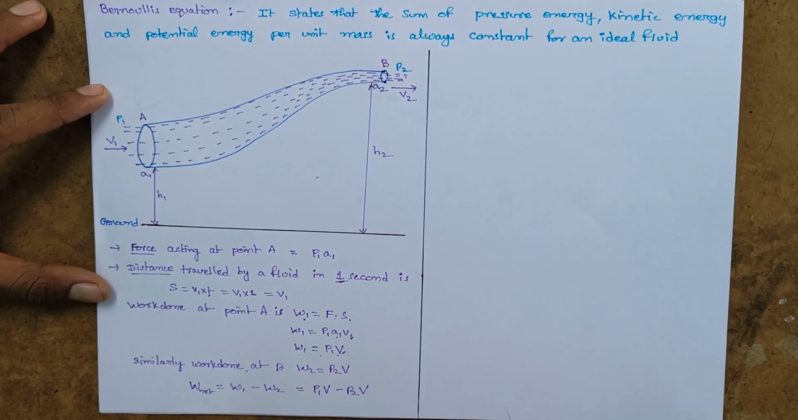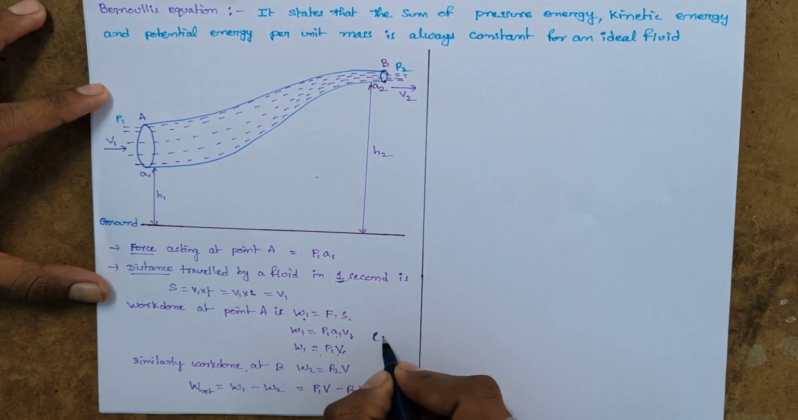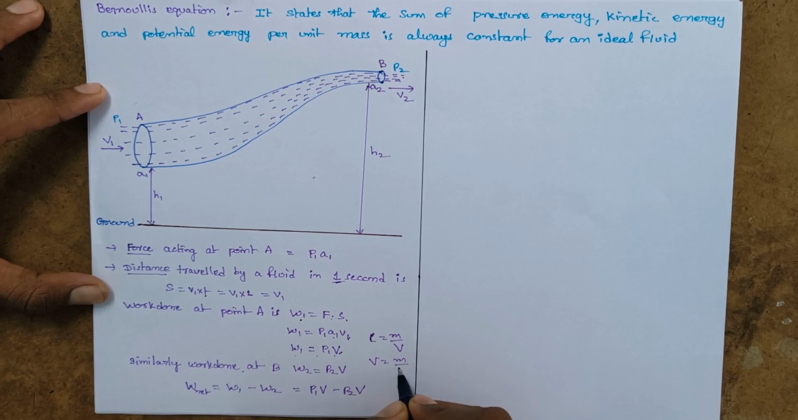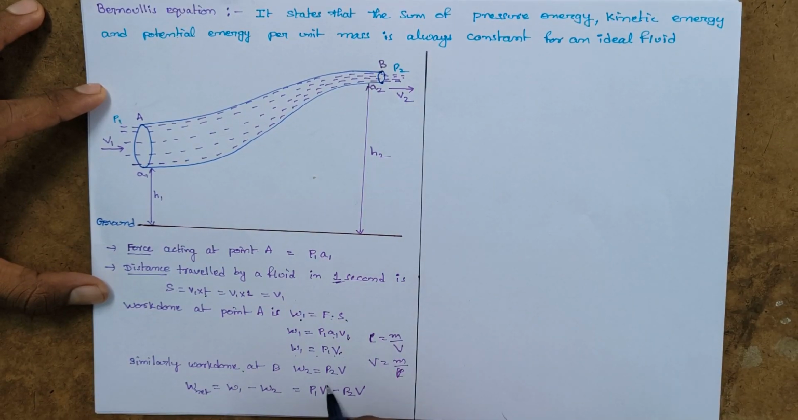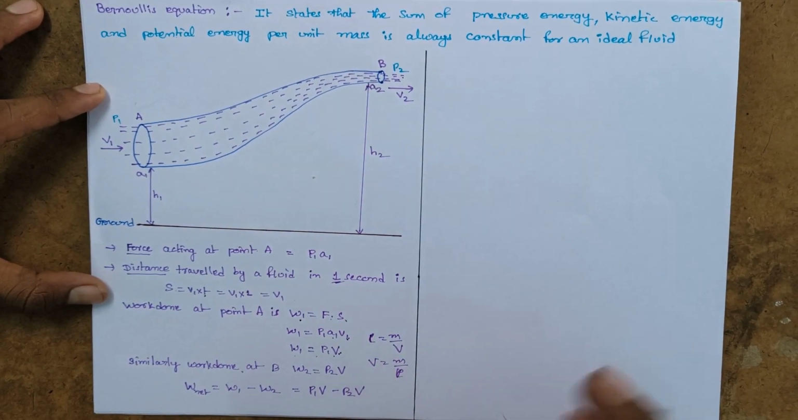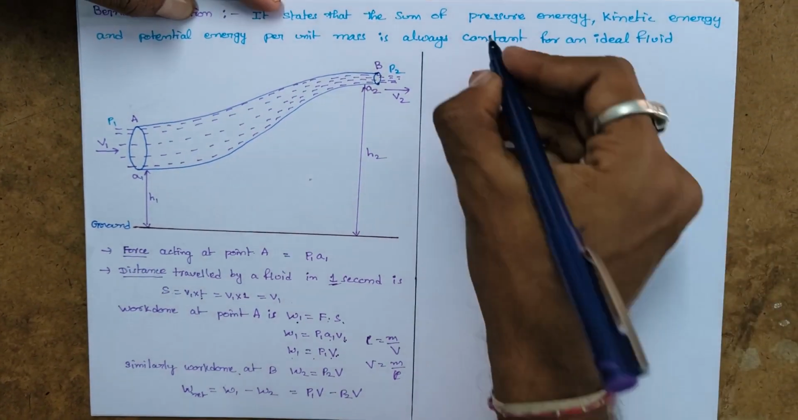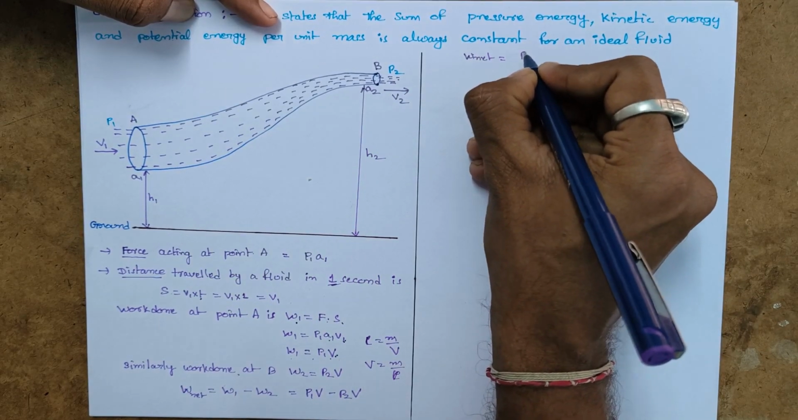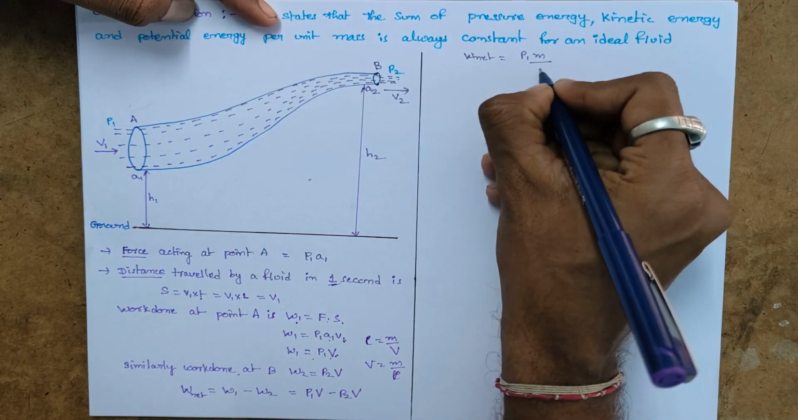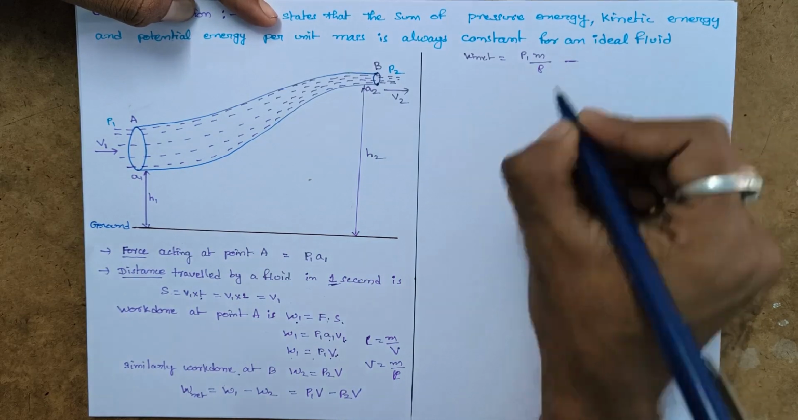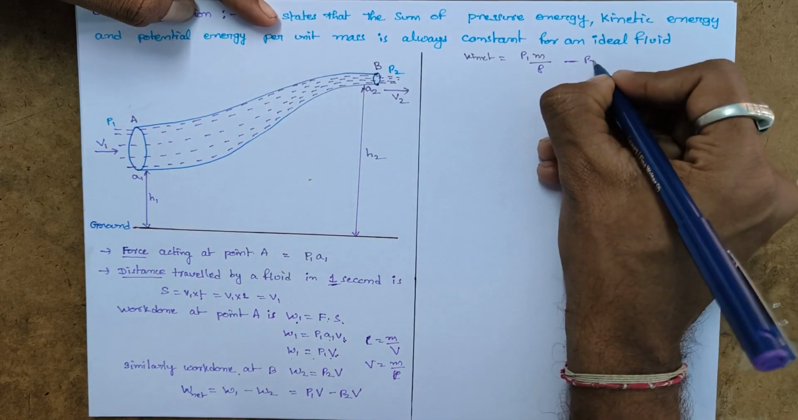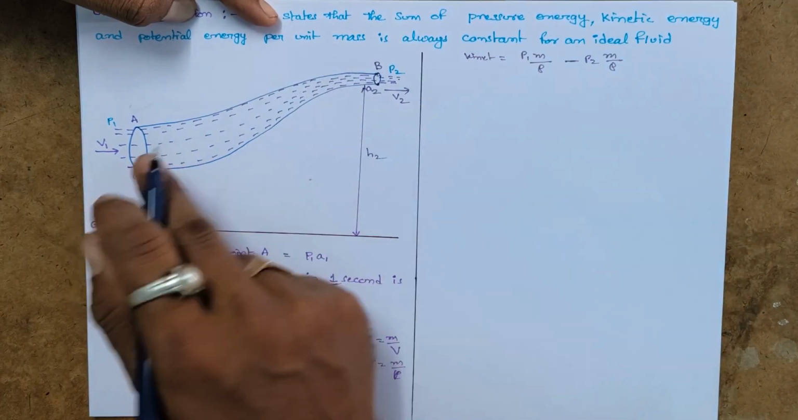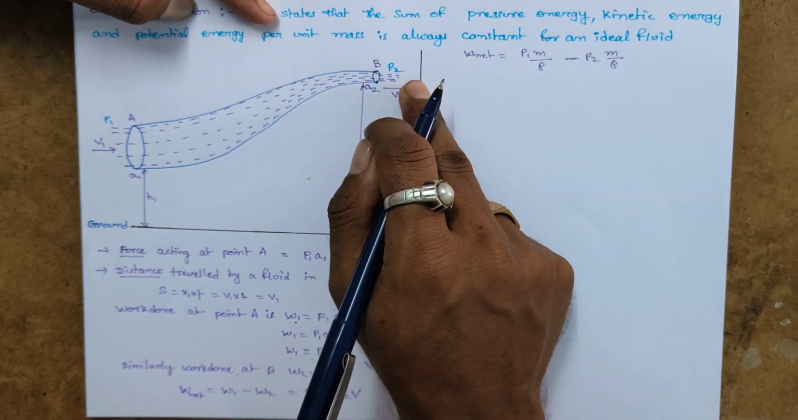We know the density formula, density rho is equal to mass by volume. From this, volume is equal to mass by rho, right? So in the place of volume, I am going to substitute this formula. Let us see. The net work done is equal to P1 into M by rho minus P2 into M by rho. So this is the net work done between point A and point B.